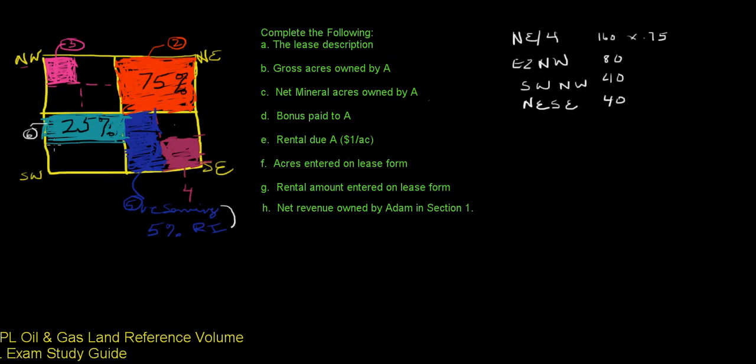This is 80 acres. So 80 acres is going to be the north half of the southwest. And that's going to be 80 acres, multiplied by a 0.25 because they only have a 25% interest. But the south half of the southwest is owned outright. So that's going to be 80 acres outright.